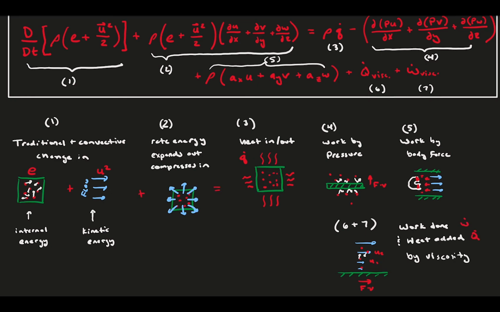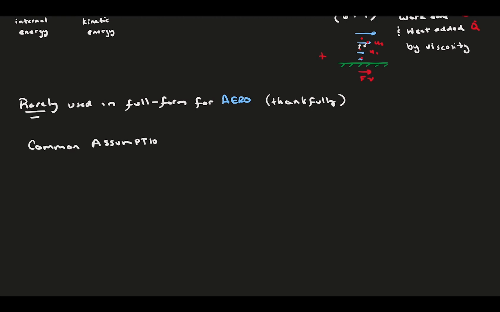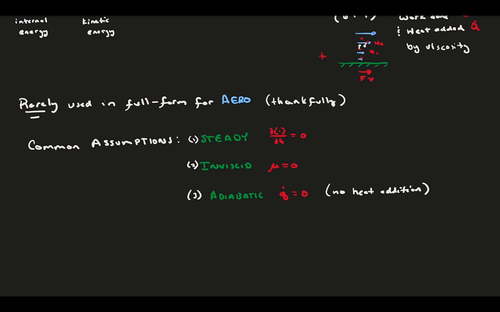And that's it. Like the momentum equation, you rarely see the energy equation in its full form. Let's apply common assumptions for aerodynamics. First, we assume the flow is steady. Second, we assume it is inviscid. Third, we assume it's adiabatic, which is a specific assumption for the energy equation that indicates no heat is added or lost in the system. And fourth, we assume the flow has no body force.